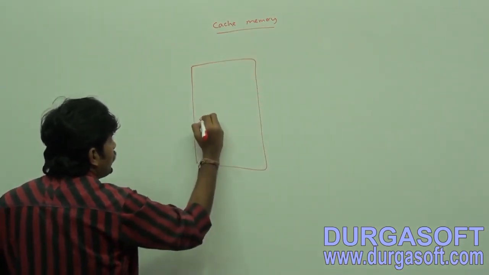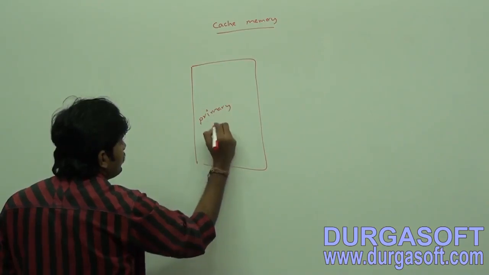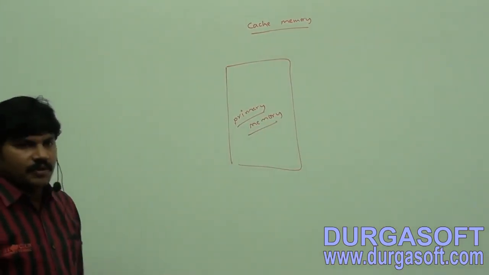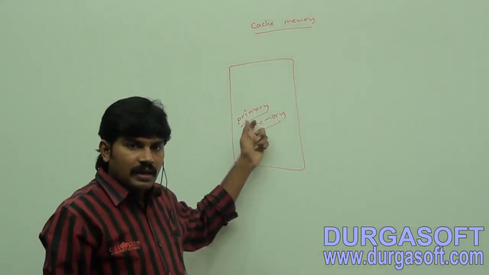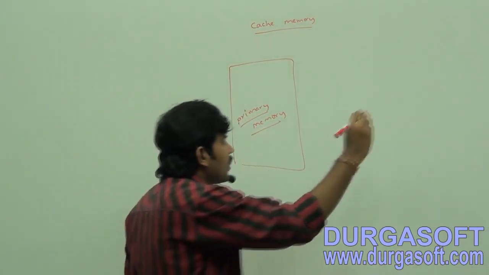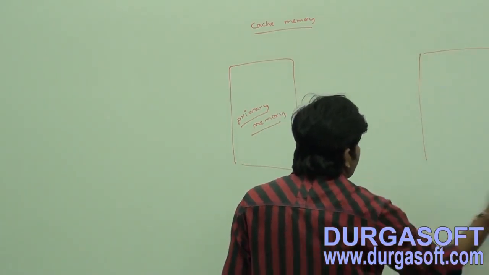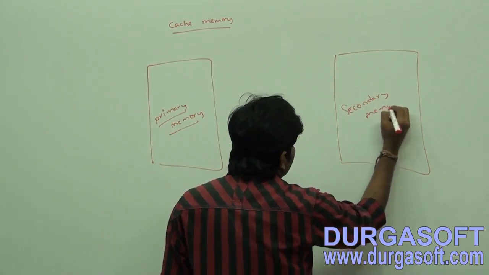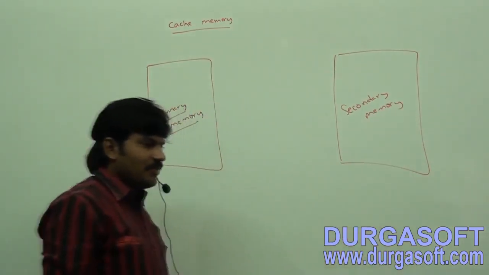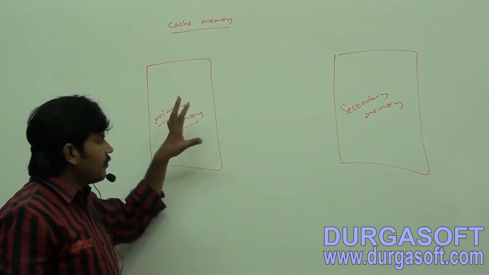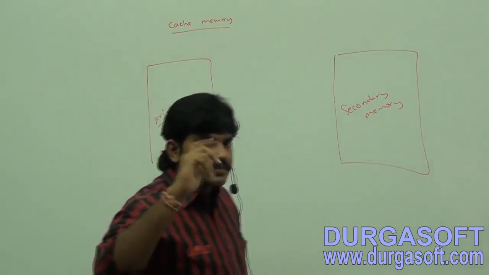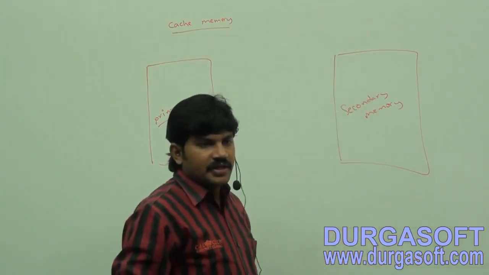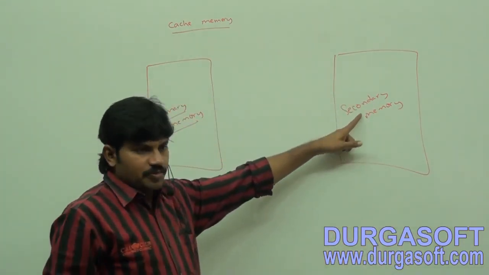Sir, we have primary memory. The people who are coming from a computer science background should be aware. Primary memory is nothing but RAM. Secondary memory is nothing but hard disk. Primary memory, RAM, is more speed wise. Secondary memory is permanent storage, but the problem is it does not have that much speed.